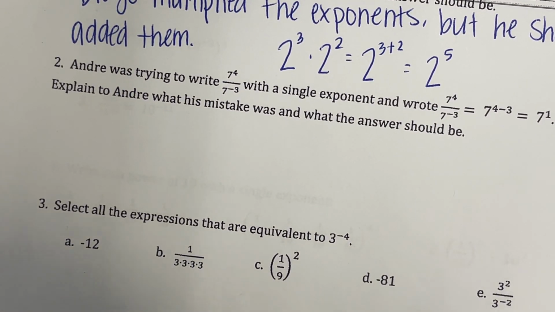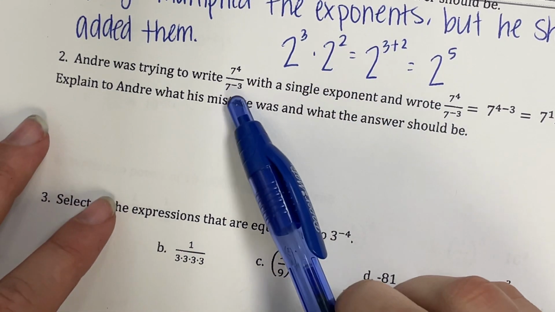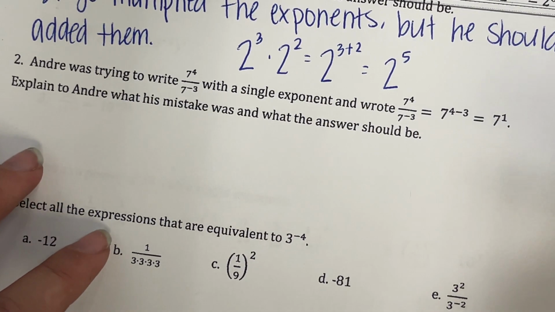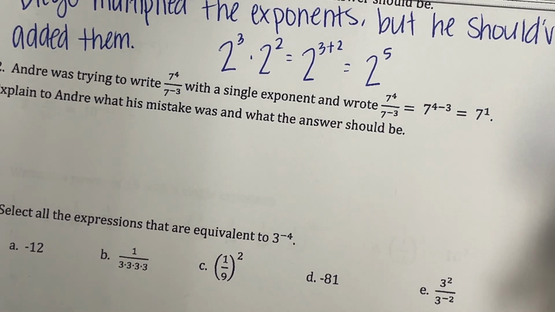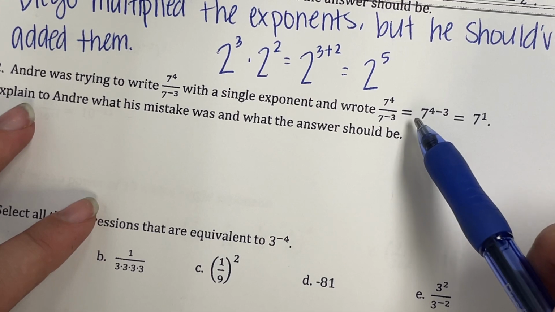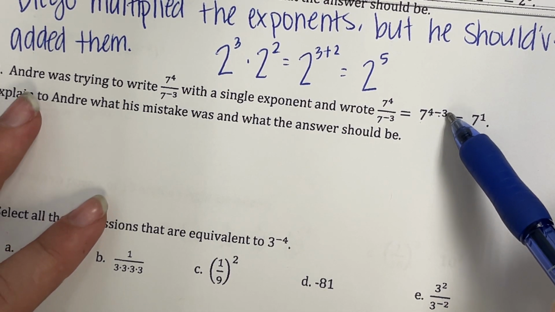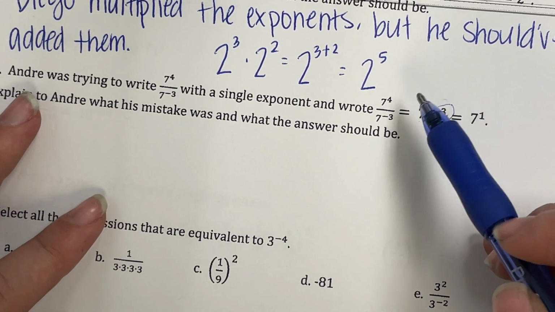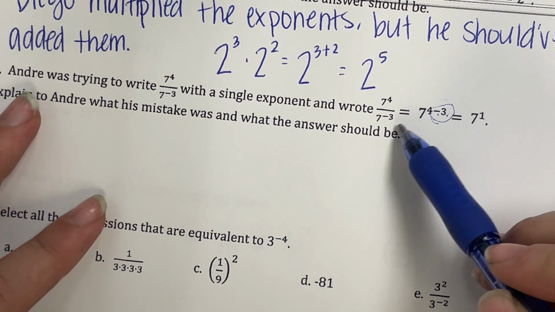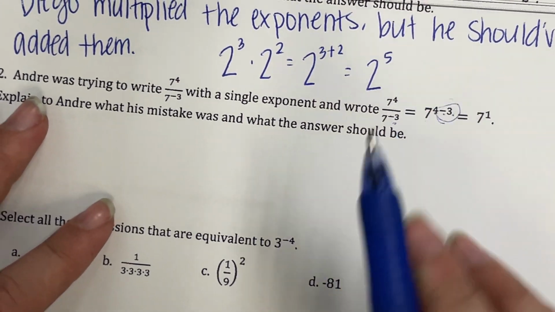Okay, number 2, Andre was trying to write 7 to the power of 4 divided by 7 to the power of negative 3 with a single exponent and wrote 7 to the power of 4 divided by 7 to the power of negative 3 equals 7 to the power of 4 minus 3. Okay, so something went wrong there. It's not just minus 3. He got the subtraction right, but it's minus negative 3.